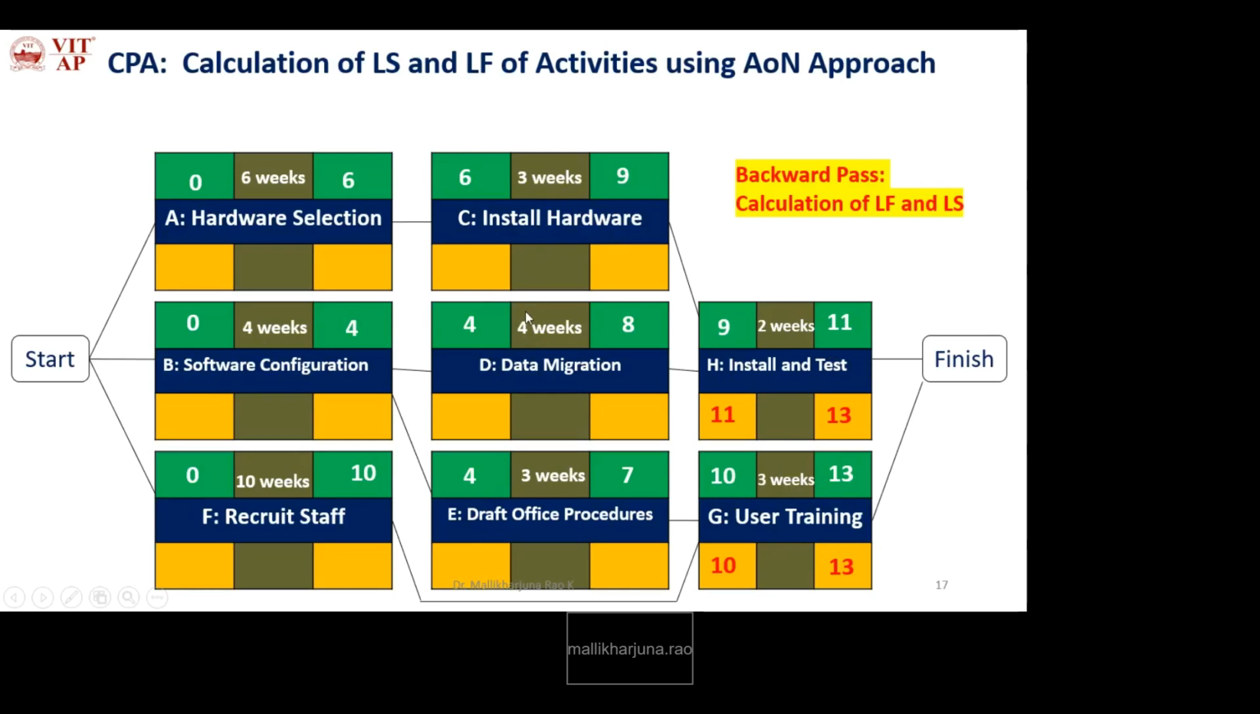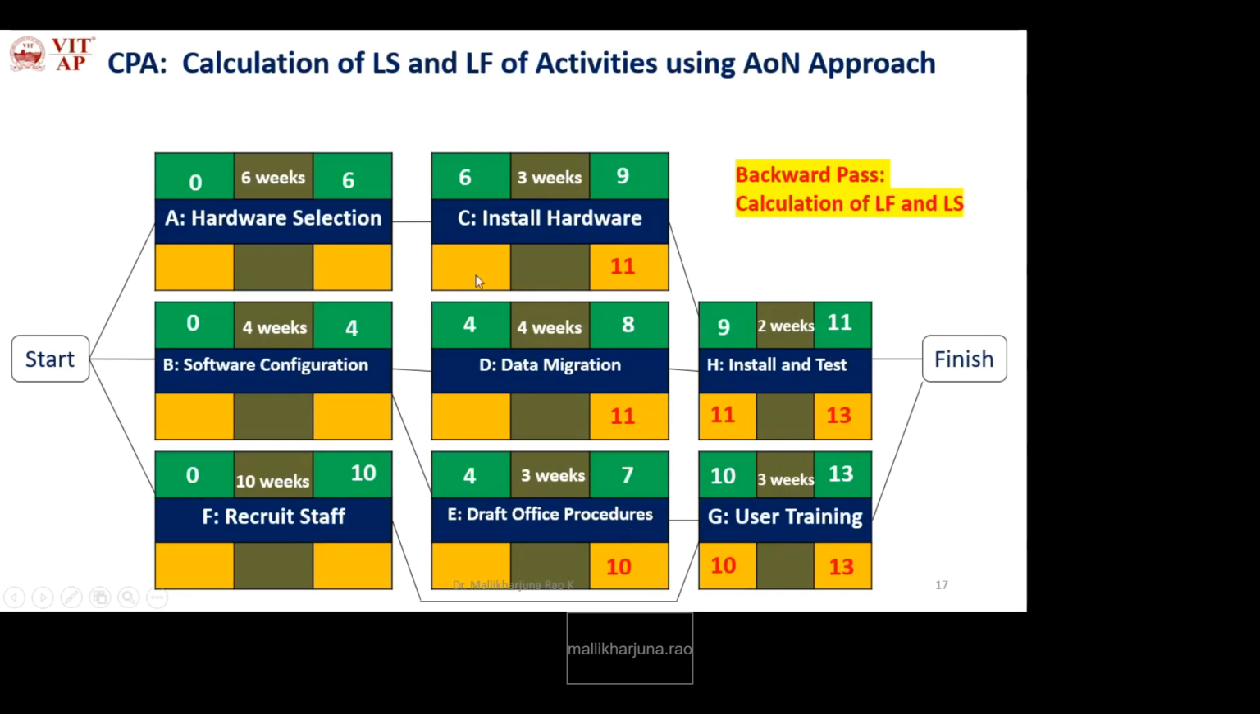Okay, next we have to calculate for the current activities. So how will you calculate for the current activities? Okay, so for this activity, what is its LF? The following activity's LS would be the LF. So what is its following? H. Okay, so next for this E, what is its following? G. What is its LS? That would be copied here.